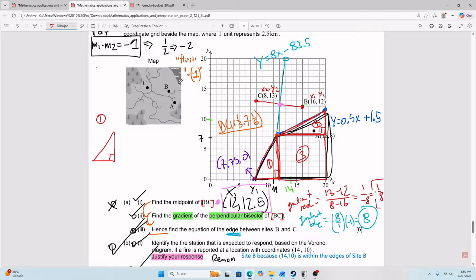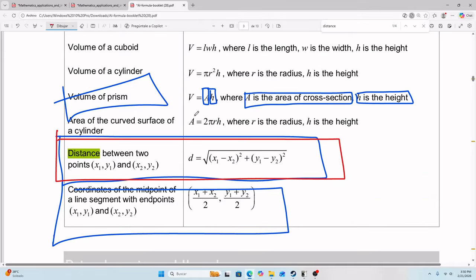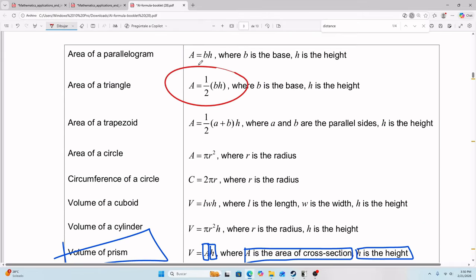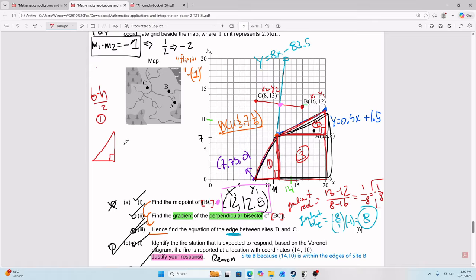So for finding the area of this first triangle, you have to do base times height divided by 2. That is the area of a triangle. Area of triangle, you have base times height divided by 2. Así que, well, what is the base? What is the height? Let's first talk about the base.